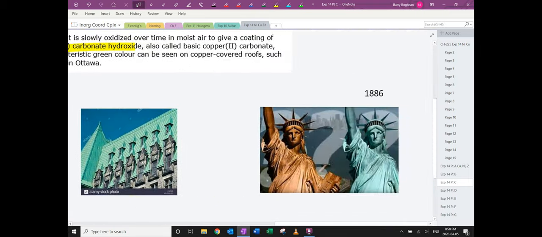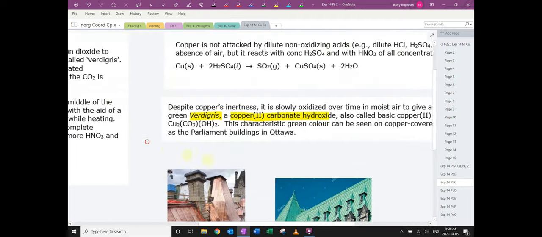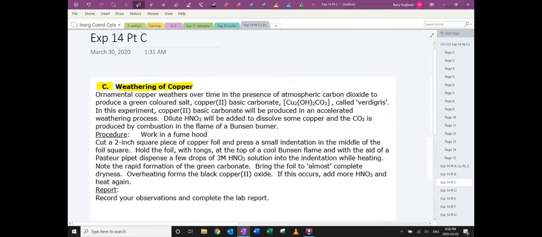The Statue of Liberty, donated by France to the USA in 1886, supposedly is made of brass on the surface, and over time it has turned green. So it's a natural, slow weathering process that copper and its alloys undergo. We're going to try and do this in an accelerated fashion in the lab. At least we'll simulate it. So let's watch, and I'll explain as we do it.